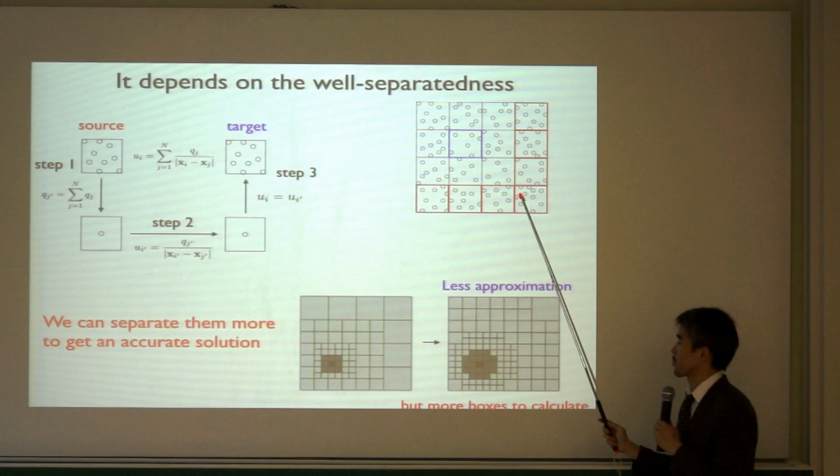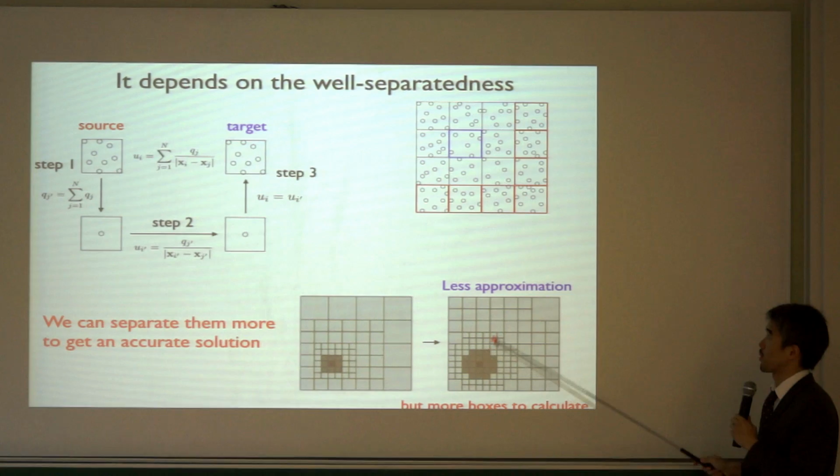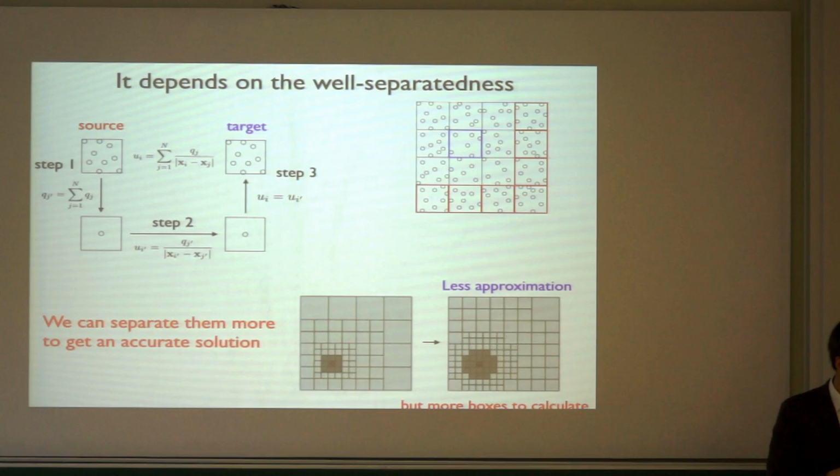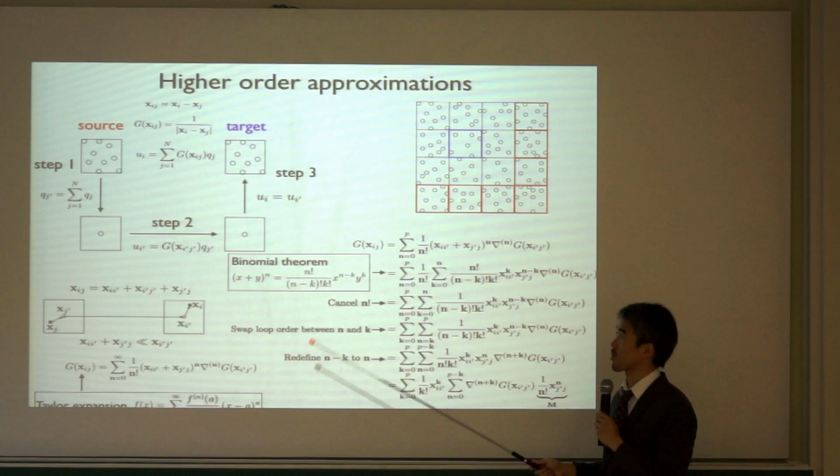But we will want to achieve better accuracy without having to calculate too many things directly. So what's the way to calculate more accurately? Okay, so suddenly I've introduced a lot of equations in this slide, but don't be afraid. I'll go through all of them very slowly.